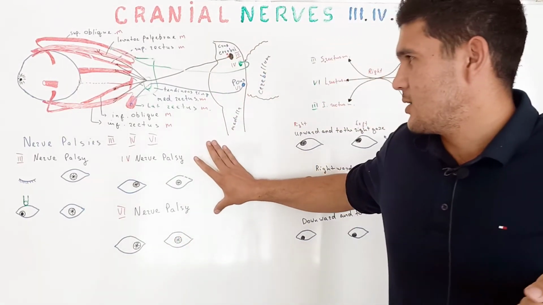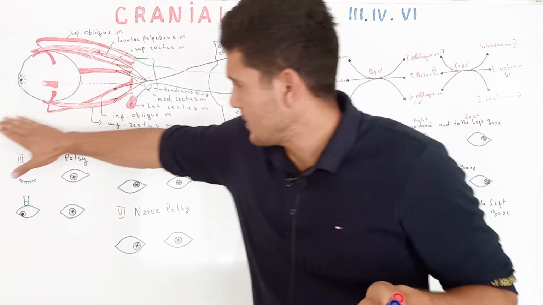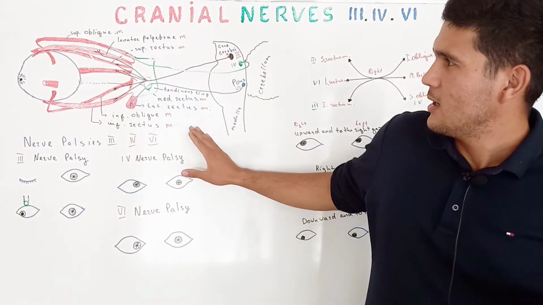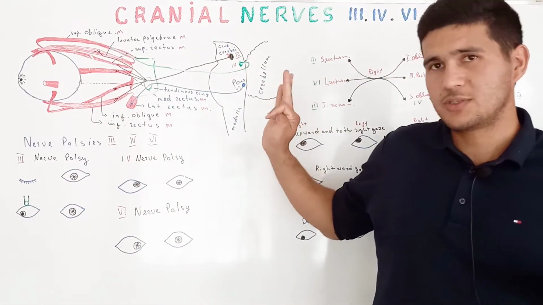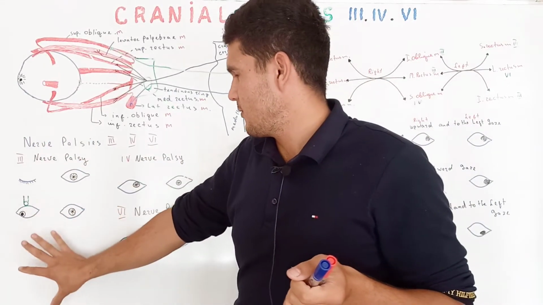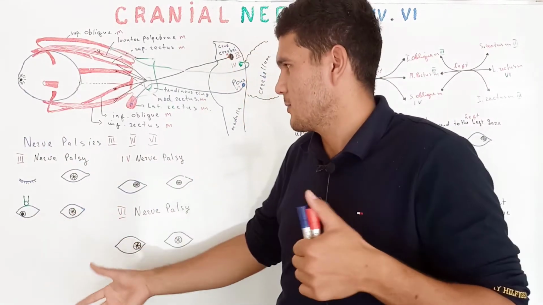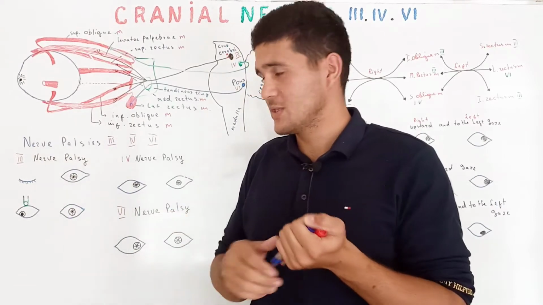And the next information is related to pathology of the cranial nerves, third, fourth, and sixth. First one, please, let's talk about the third nerve palsy, oculomotor nerve palsy.